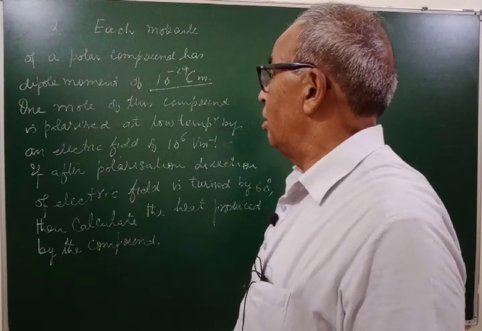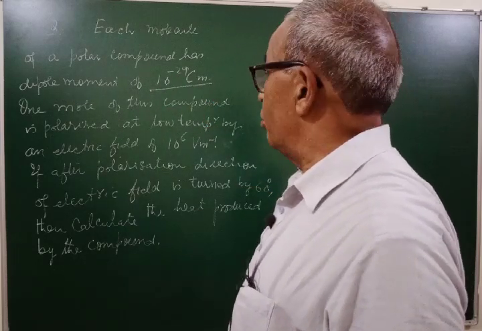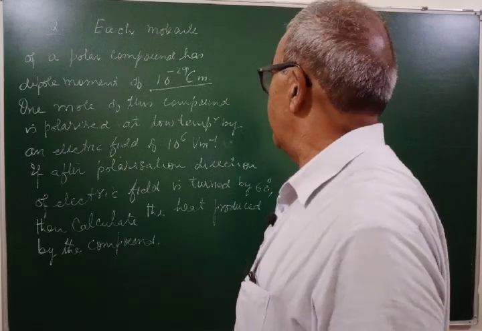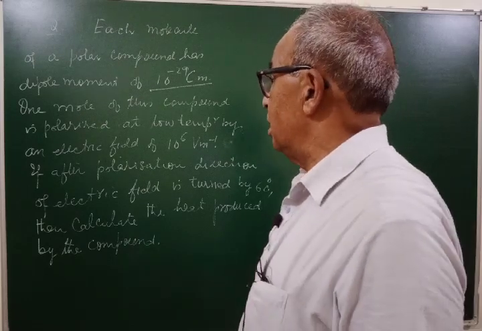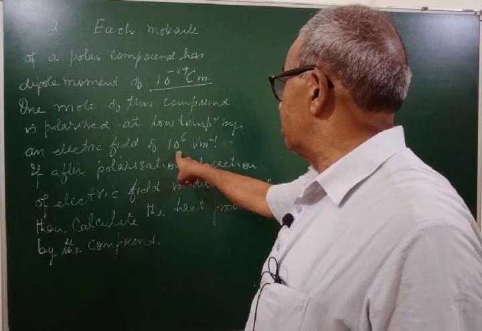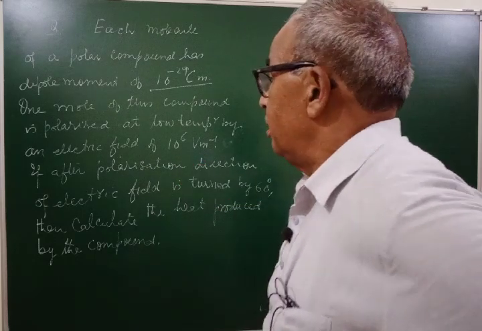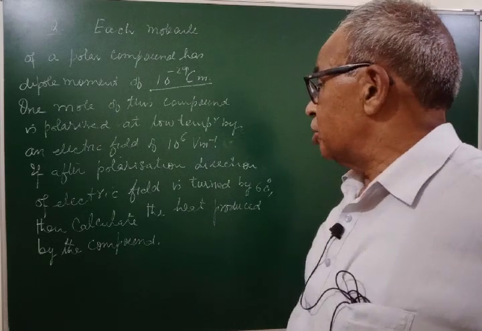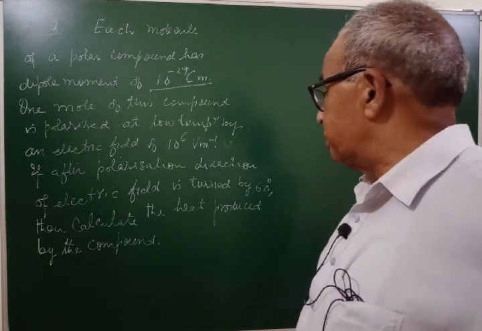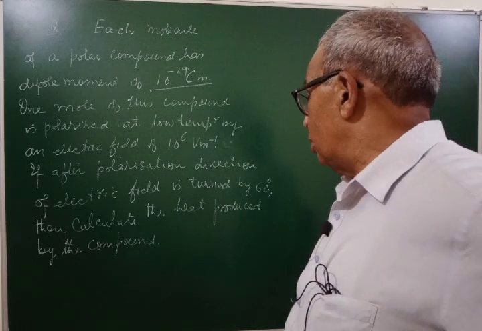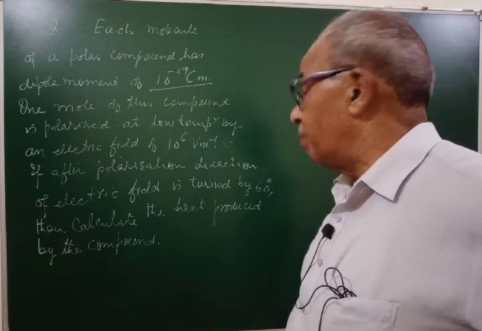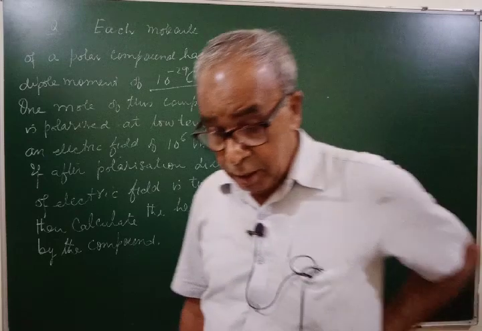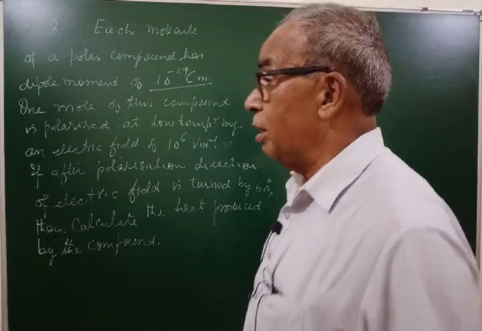coulomb meter. 1 mole of this compound is polarized at low temperature by an electric field of 10 to the power 6 volt per meter. If after polarization the direction of the electric field is turned by 60 degrees, then calculate the heat produced by this compound. I think the question is clear to you all.